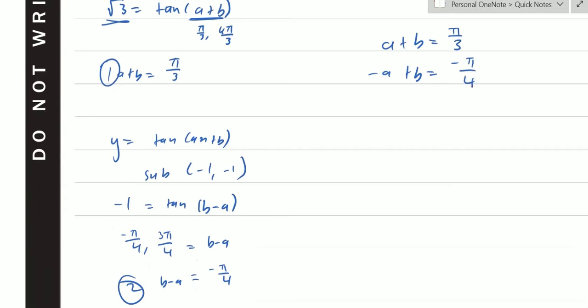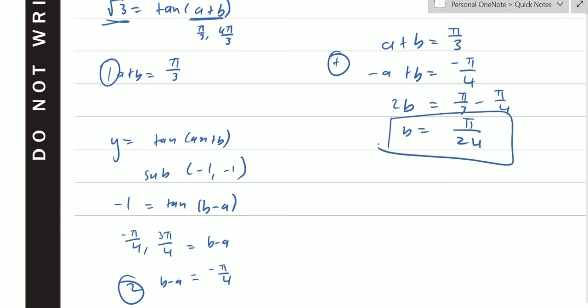So you can add them or subtract them. I chose to add them because you could get rid of a easily. So pi on 3 minus pi on 4. So b is pi on 24, and that's one of your answers. And then you can sub that back into here. So a plus pi on 24 is pi on 3, and you should get a is 7 pi on 24.